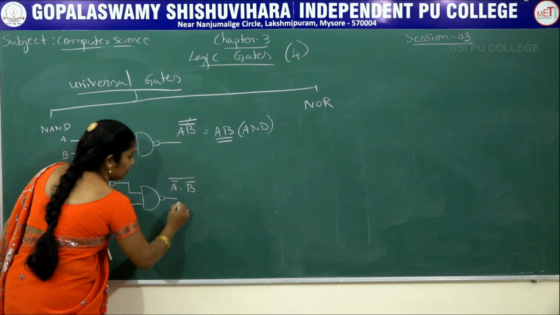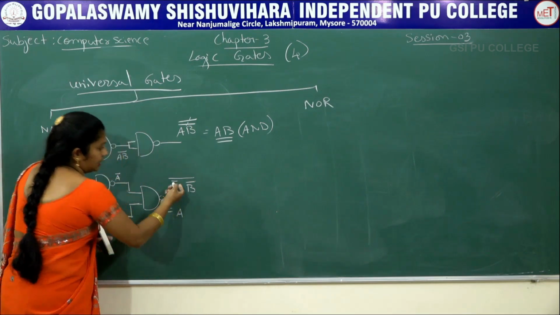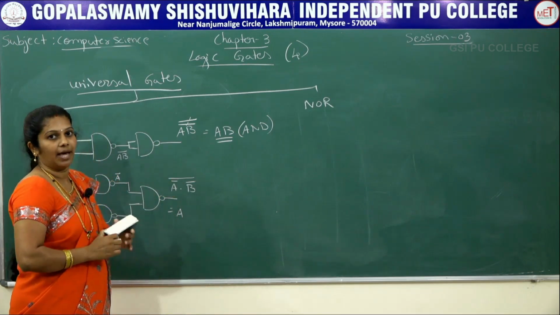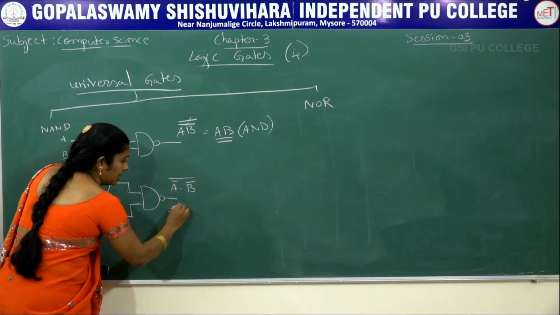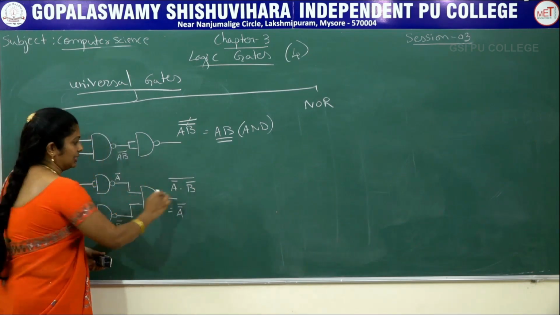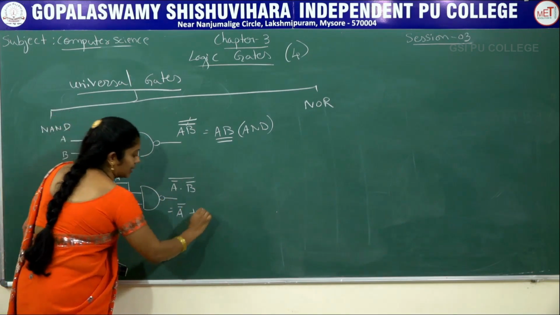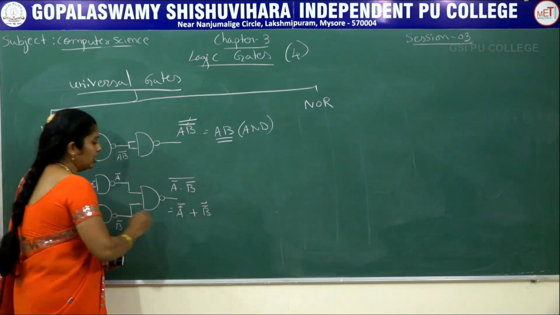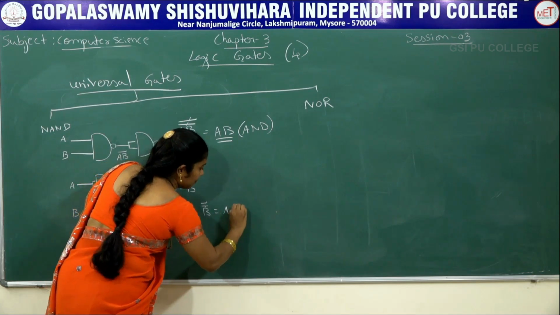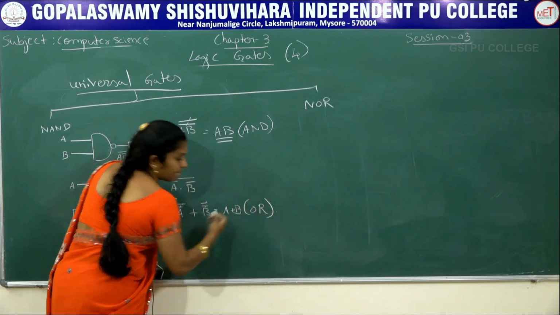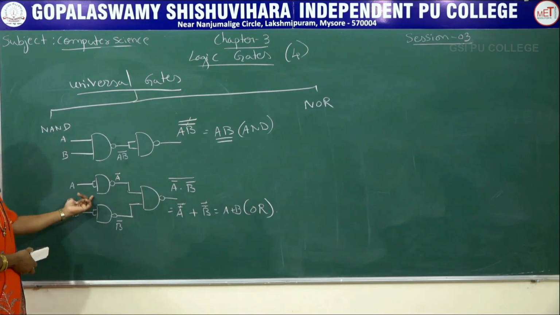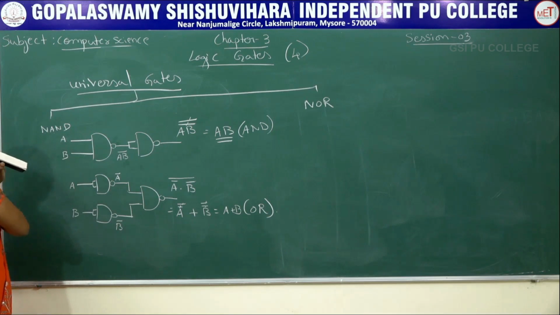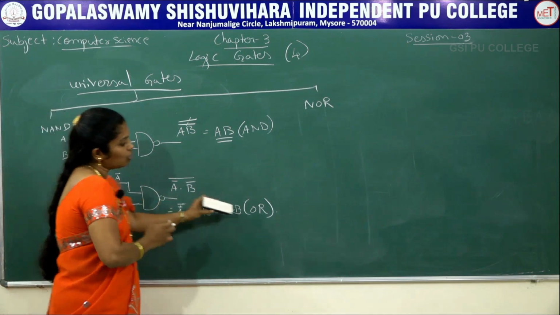Apply De Morgan's theorem. De Morgan's theorem states that just replace dot by plus and plus by dot, and individually apply negation. A bar, one more bar. When you apply De Morgan's theorem, this dot will be replaced by the plus operator. Then B double bar. This double bar will cancel by using the involution law. Then what is the output? A plus B. That is nothing but OR. I can construct it by using the NAND symbol. Now is it clear? It means that by using NAND, I can construct the AND gate as well as the OR gate.